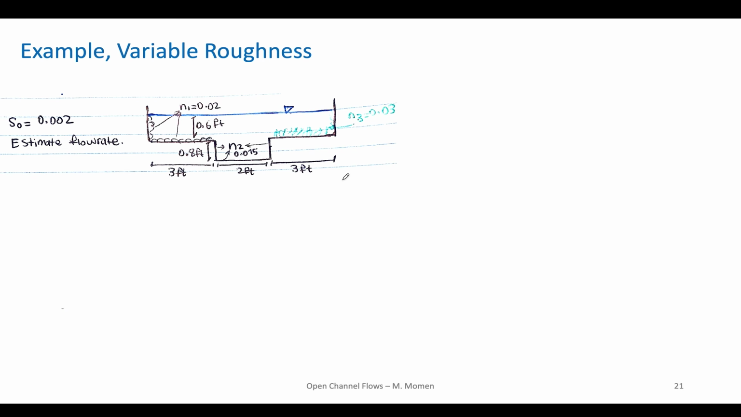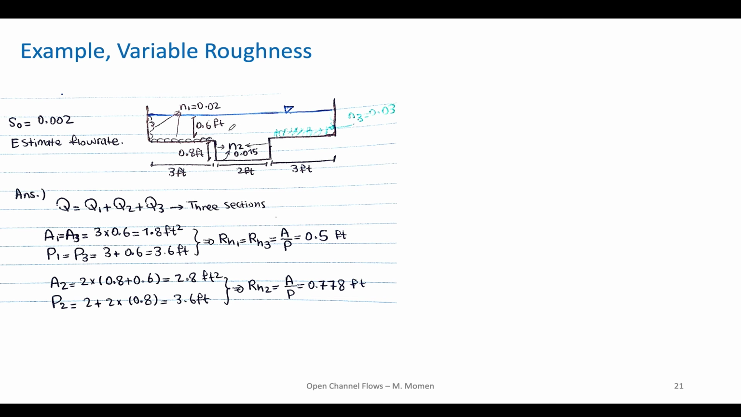So the approach that we are going to take is pretty simple. We are going to divide our channel into three sections with similar roughness. So I'm going to divide it into these three sections. This is going to be section 1 for me. This is going to be section 2. And this is going to be section 3. And then the total flow rate Q is going to be the flow rate of each of these sections. Q1 plus Q2 plus Q3, right? This one plus this one plus this one.